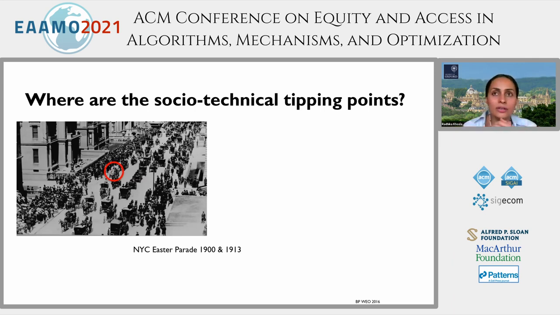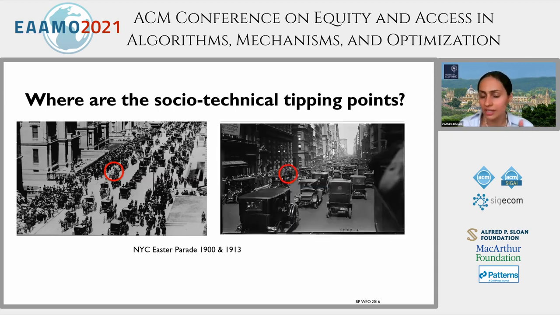In doing this work on the tensions between climate and development, our goal in some sense is to identify the socio-technical tipping points, the points in these transitions that different countries are making where you can shift the system towards being low carbon. And this is an example that is a reminder that it's possible to do this. This is the Easter Day Parade in New York City in 1900, and you can see that the primary mode of transport here is chariots. And then on that same street, just a decade later, the primary mode of transportation became cars.